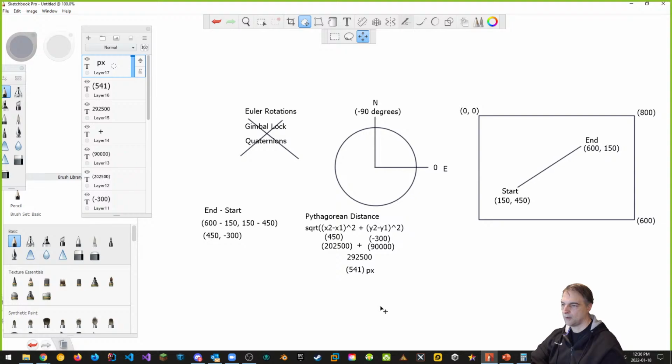Do you agree? Did I miscalculate? Nestor Sens is the same. So he's kind of in line with what I'm doing. So 541 pixels from here to here.